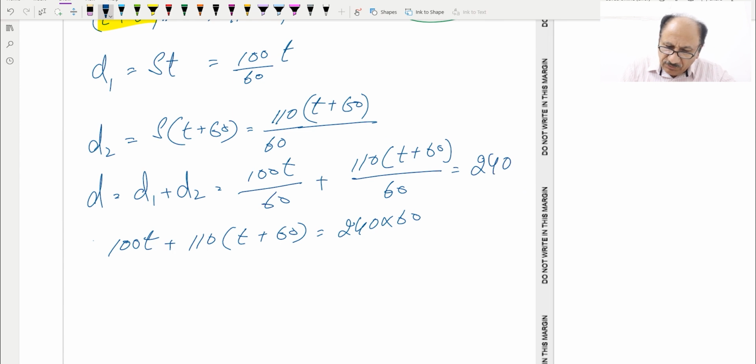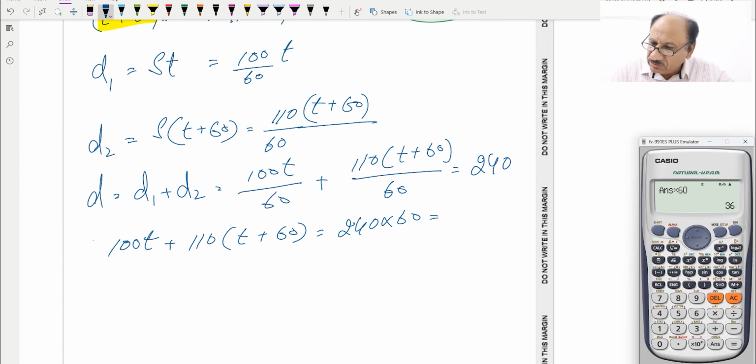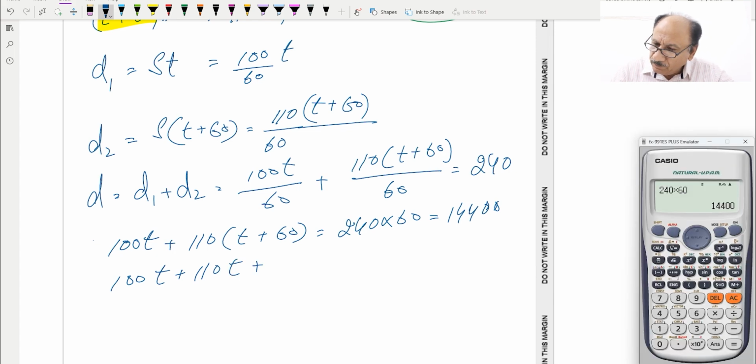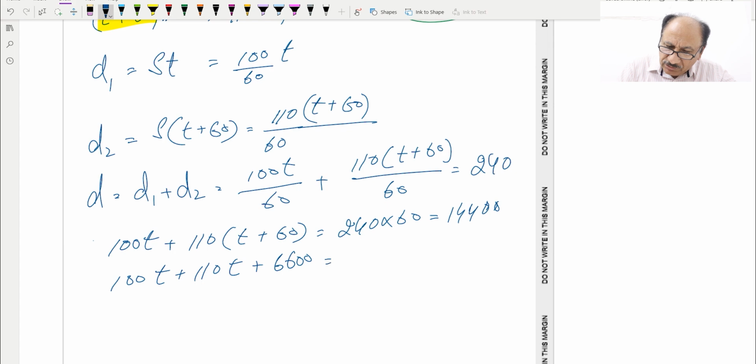Now we will be simplifying this. 240 multiplied by 60 will be equal to 14400, and then we can further simplify. We'll open the bracket: 100t plus 110t plus 60 multiplied by 110, which will be 6600, and this is equal to 14400.